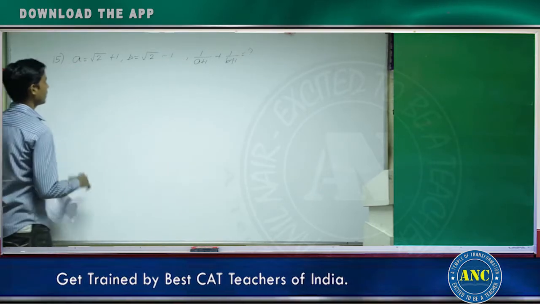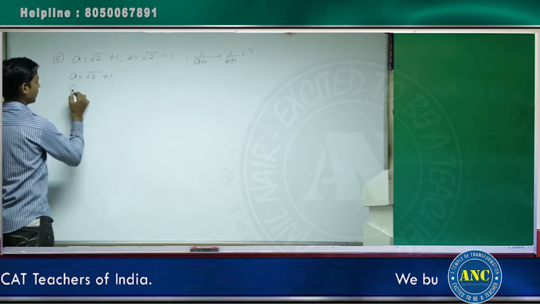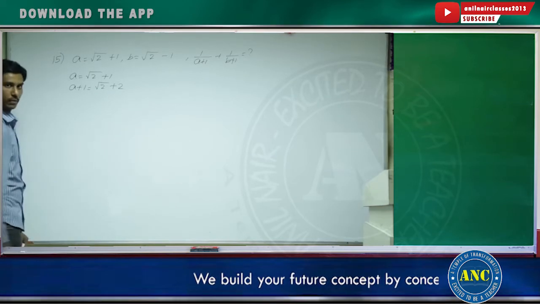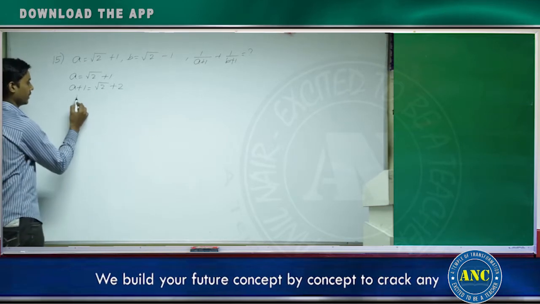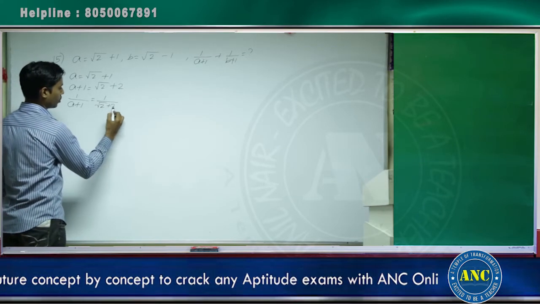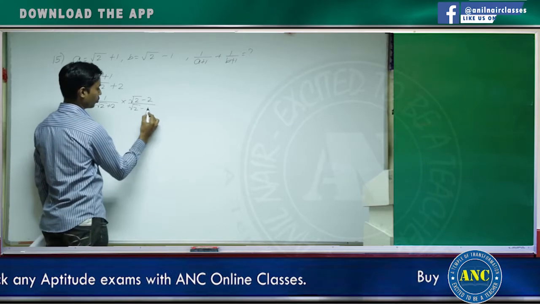Now see here. A is equal to root 2 plus 1, so I want A plus 1. A plus 1 will be root 2 plus 1 plus 1, it is root 2 plus 2. But I want the reciprocal of it. 1 by (A plus 1) will be 1 by (root 2 plus 2). So if I rationalize it, I multiply by root 2 minus 2 over root 2 minus 2.